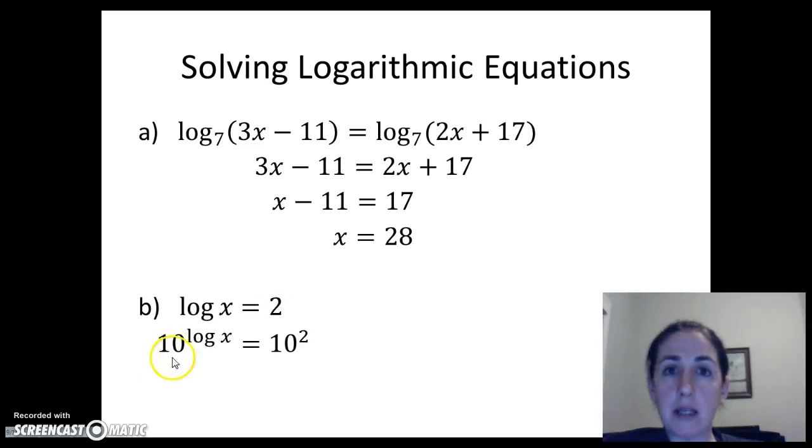So now, notice, this is now a one-to-one exponential equation. The bases are the same, so their exponents must be the same, which is how we started. But now the base of the exponential function and the base of the logarithmic function are the same. They cancel. And we're left with x equals 10 squared, or x equals 100.